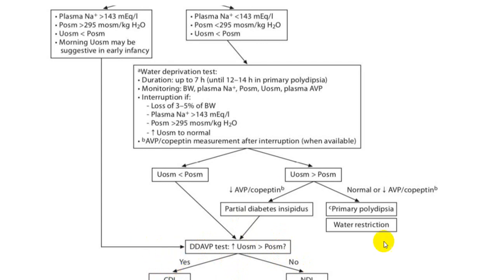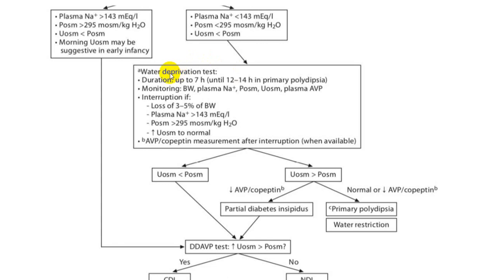And if there is no change, urine osmolality remains less than that of plasma and there is no decrease in urine output and urine specific gravity remains the same, it is more in favor of nephrogenic diabetes insipidus. So if plasma sodium is less than 143, plasma osmolality is less, urine osmolality is less than plasma osmolality, now you go for a water deprivation test.